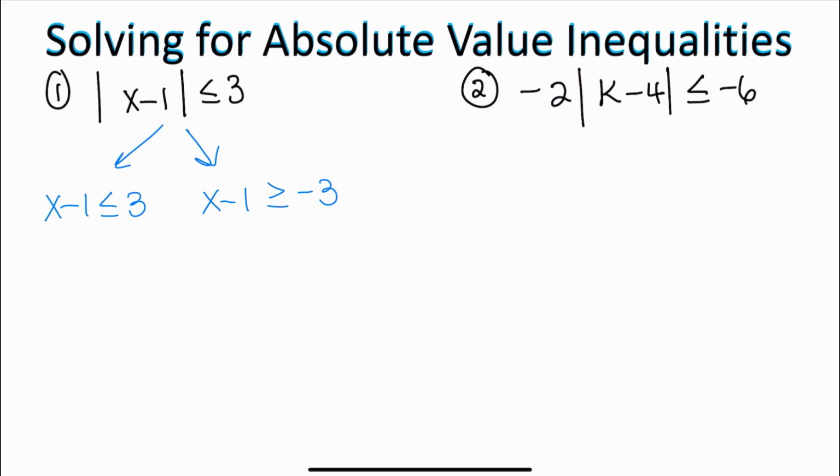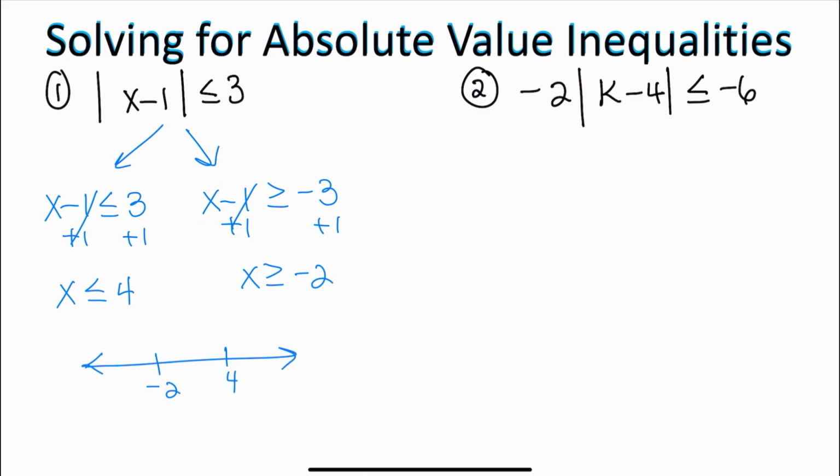So now I solve. On the left, I'm going to add 1 to both sides. So I have x is less than or equal to 4. On the right, I add 1 to both sides, and I'm going to have x is greater than or equal to negative 2. So this means on a number line, I want all the numbers that are less than or equal to 4 and all the numbers that are greater than or equal to negative 2. So in interval notation, my answer is negative 2 to positive 4. Or you can write this in inequality notation, and we're going to write negative 2 is less than or equal to x less than or equal to 4.